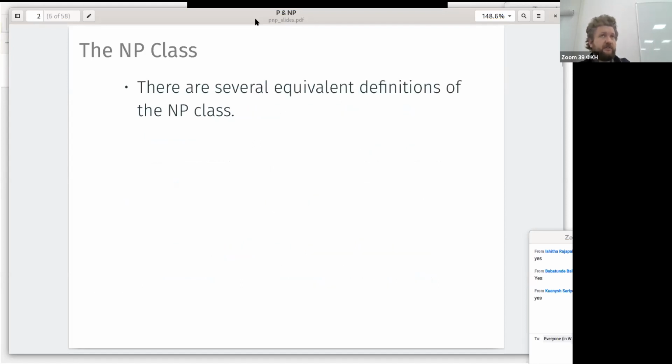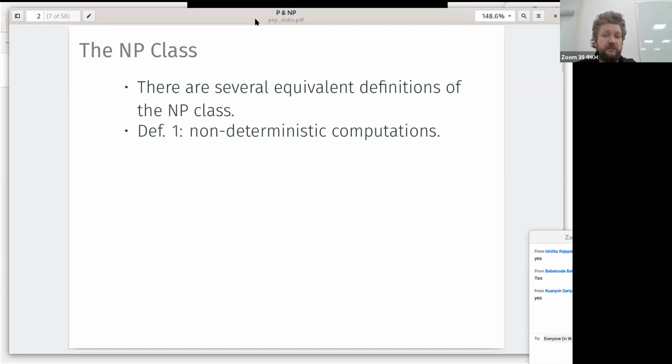Now the NP class. There are several equivalent definitions of the NP class. We will discuss two of them today. The first one comes from the notion of what NP is, how it is pronounced: non-deterministically polynomial. This refers to the notion of non-deterministic computations. The notion of non-deterministic computation can be discussed for any sort of computational model.